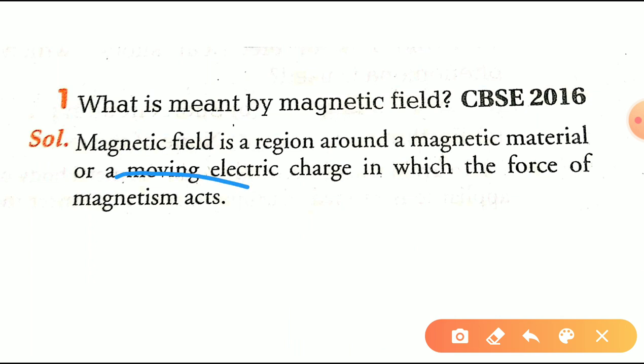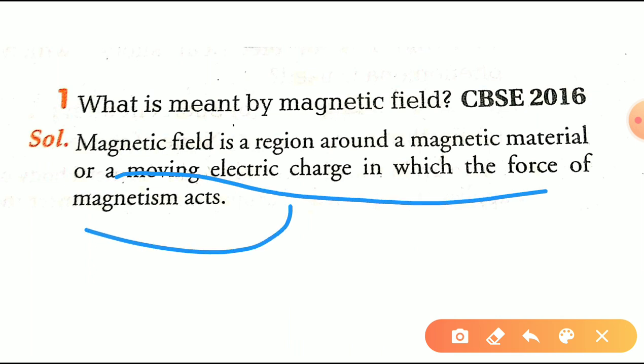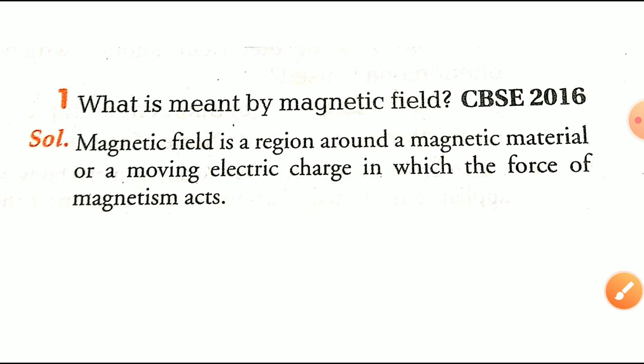or in other words, what we can say, the moving electric charge in which the force of magnetism acts. Any charge is there in which the magnetism acts, or you can say the magnetic field is the region or the area around the magnetic material.